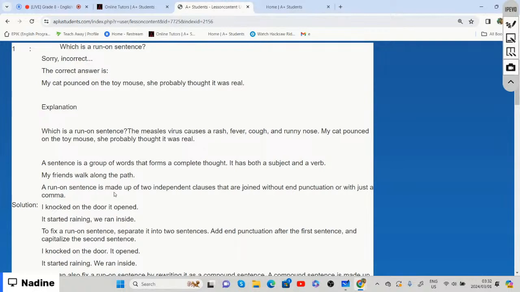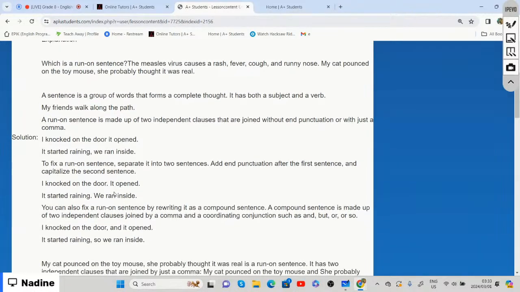We can fix it by either separating it into two sentences, then we add the end punctuation after the first sentence and then capitalize the second sentence, or we can fix the run-on sentence by rewriting it as a compound sentence. And a compound sentence is made up of two independent clauses that are joined by a comma, as well as a coordinating conjunction such as and, but, or so. So we can fix it by doing one of those options.